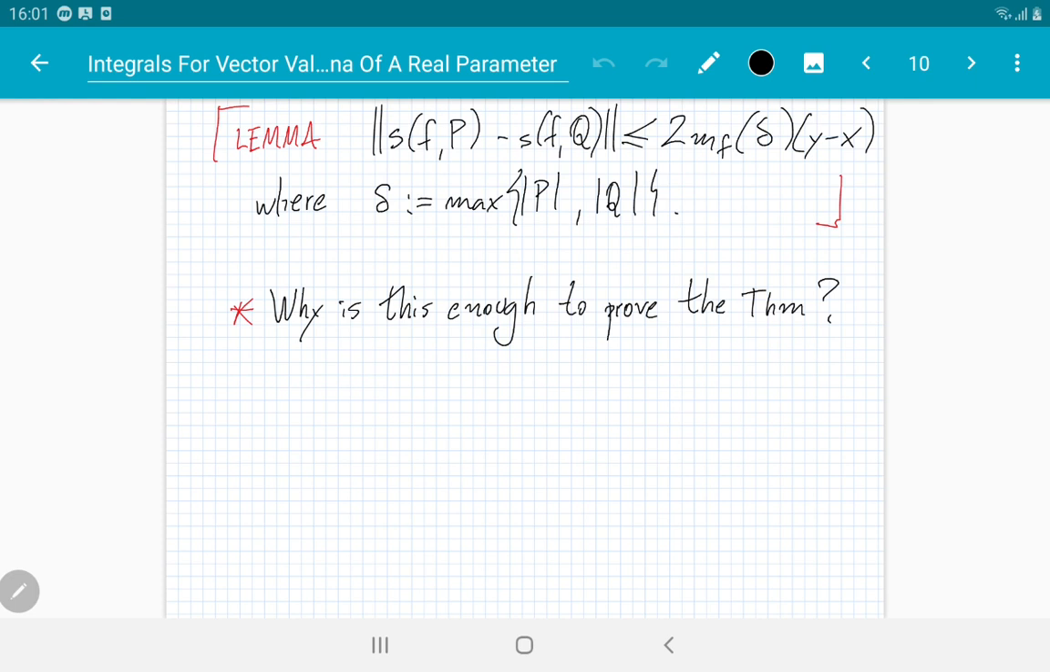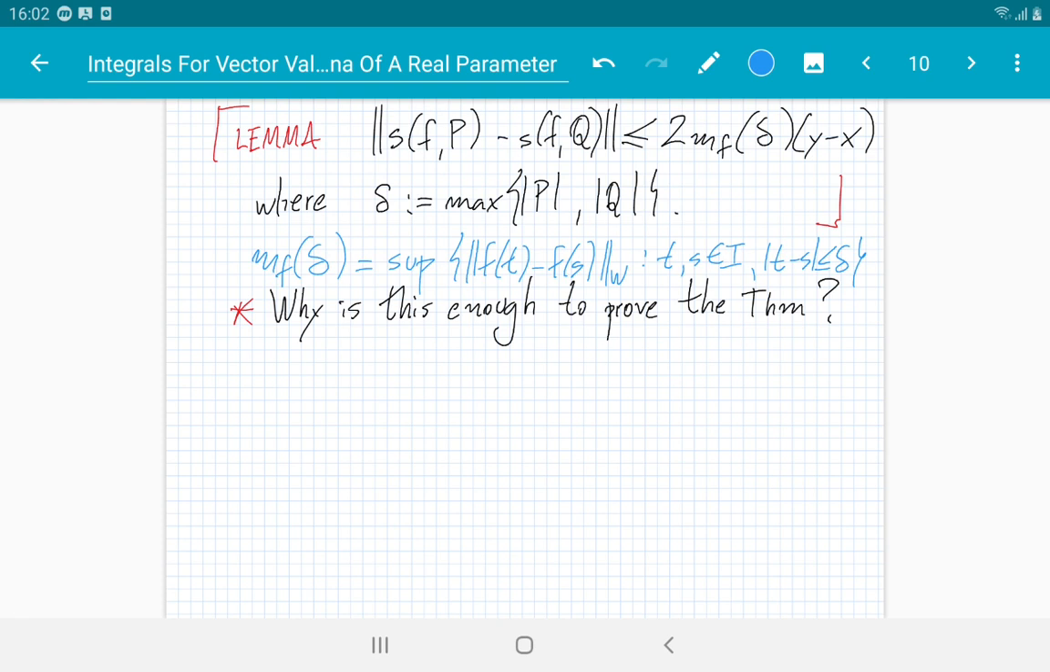And okay, how are we going to use this? We're going to use this to prove a fundamental lemma in the proof, which is the lemma we have on the screen right now. Let me remind you that this M_f(delta) is simply the modulus of continuity, so the sup of |f(t) minus f(s)|. Remember that f is vector valued, and t, s belong to the domain, with difference less than or equal to delta.